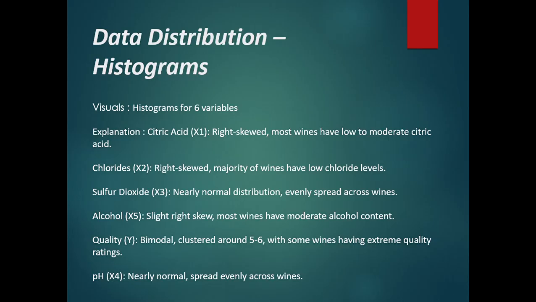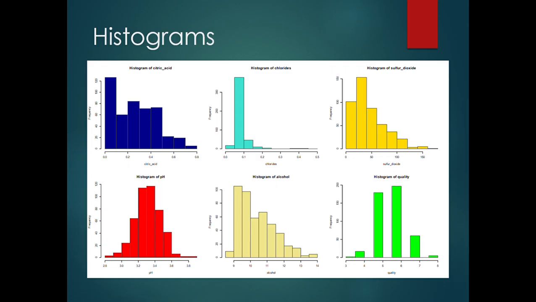So this is how the data was distributed in histograms. I had histograms for all the 6 different variables: citric acid, chloride, sulfur dioxide, alcohol, quality and pH. These are the histograms that I generated.